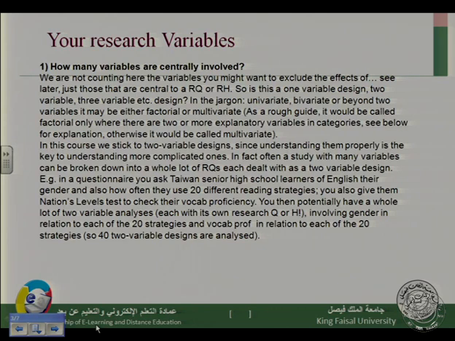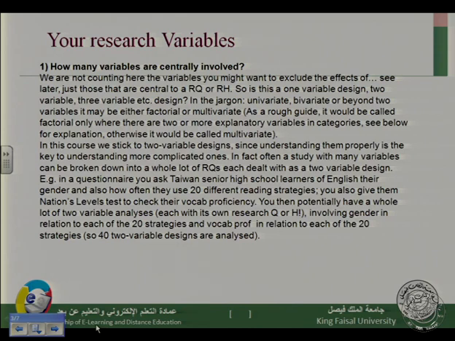In a questionnaire, you ask Taiwanese senior high school learners of English their gender and also how often they use 20 different reading strategies. You also give them a vocabulary level test to check their vocabulary proficiency. You then potentially have a whole lot of two variable analyses, each with its own research question and hypothesis, involving gender in relation to each of the 20 strategies and vocabulary proficiency in relation to each of the 20 strategies. So 42 two variable designs are analyzed.